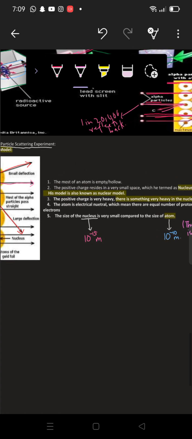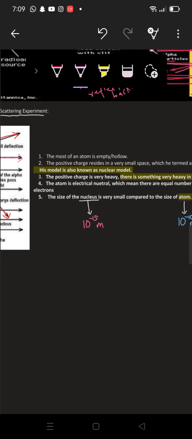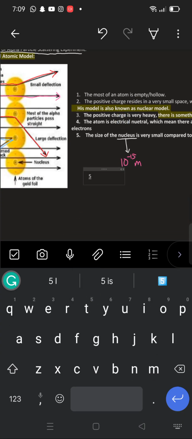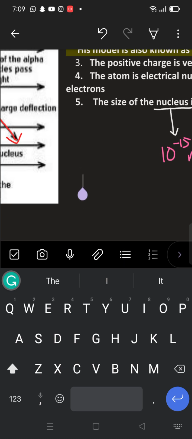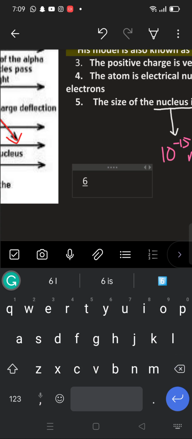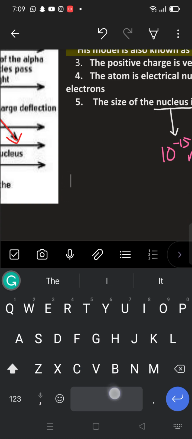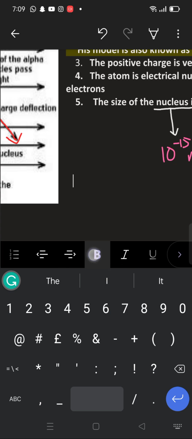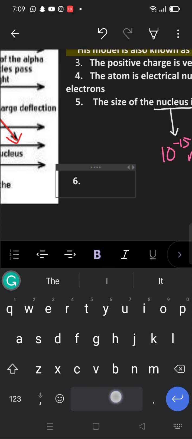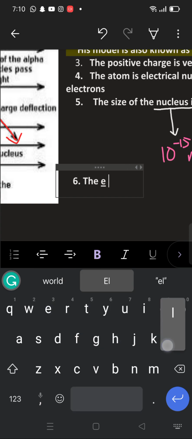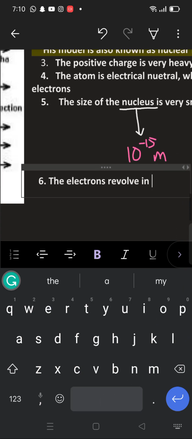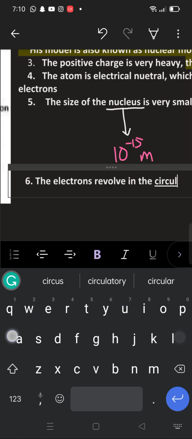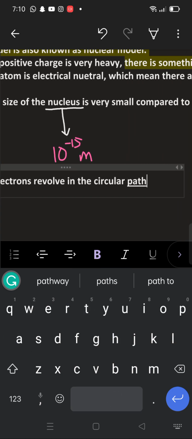So now we are going with the sixth point of his theory, right? Let's go with the sixth point of his theory. Point number 6. Okay, so point number 6, he said the electrons revolve in the circular path, right? The electrons revolve in the circular path.